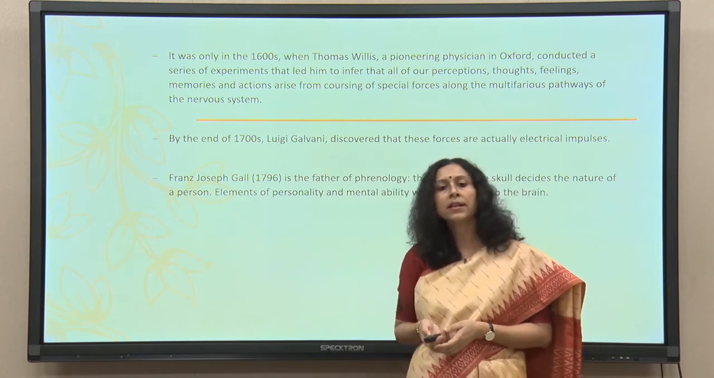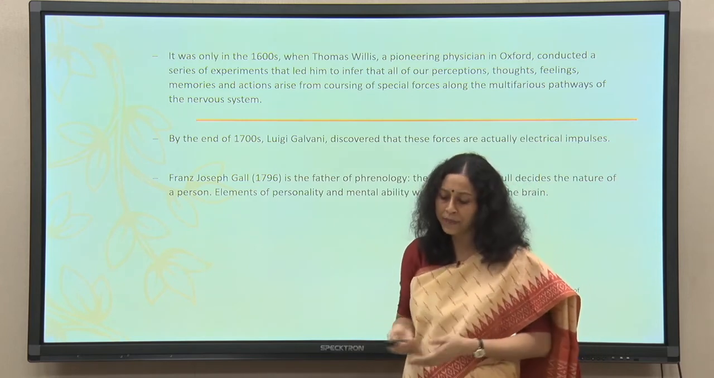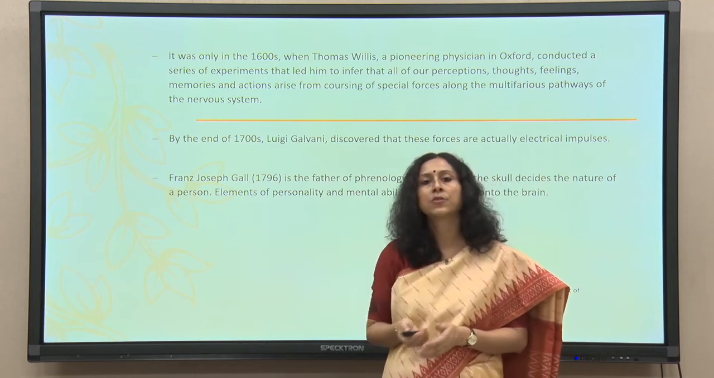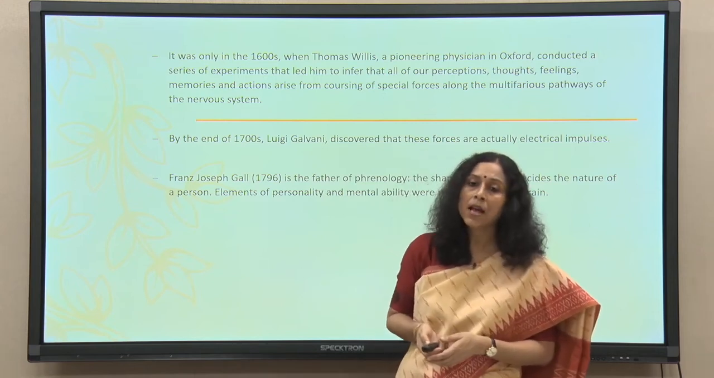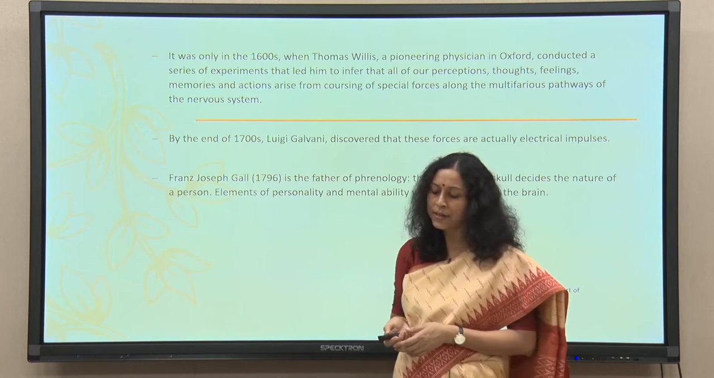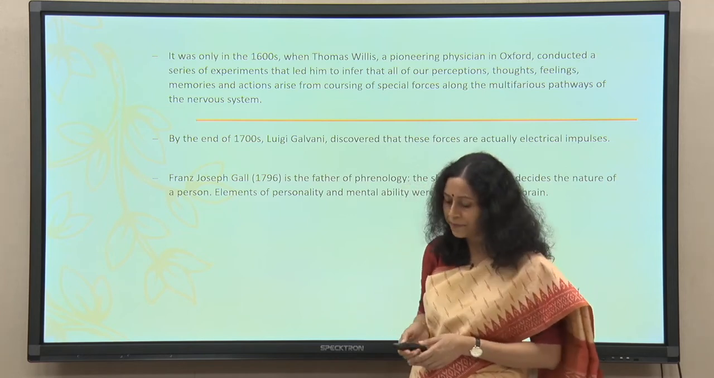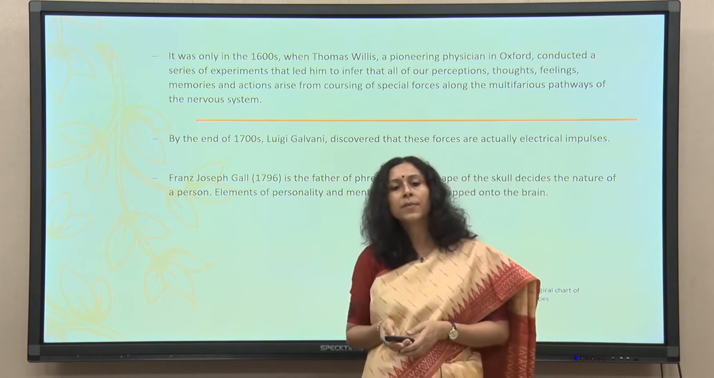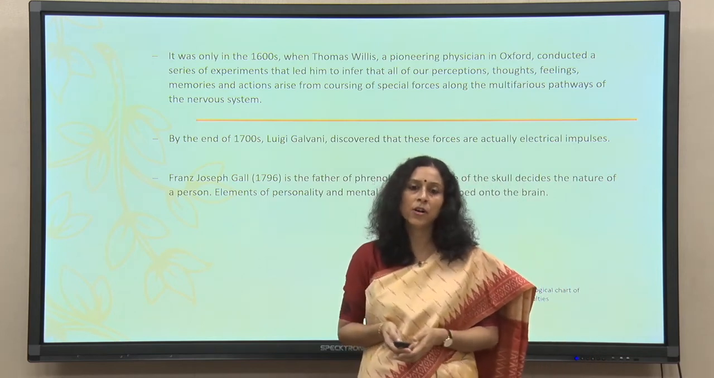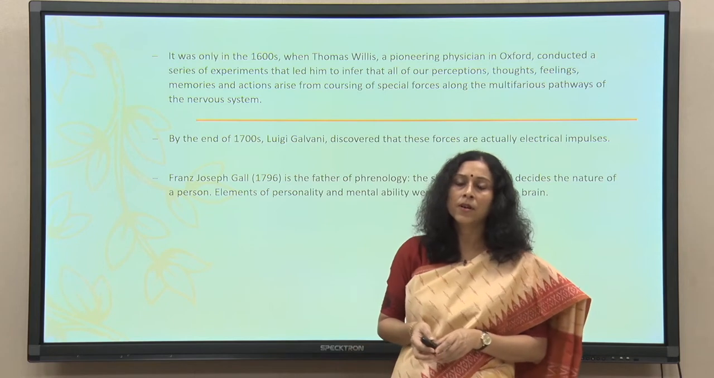So, this is one of the oldest findings that relates the nervous system with the mental functions. By the end of 1700s, this had a name. The force that goes through the nervous system was given a name by Galvani. So, Galvani said that this is actually a kind of an electric impulse. And then fast forward a little bit more, we have Franz Joseph Gall, who is the father of phrenology.